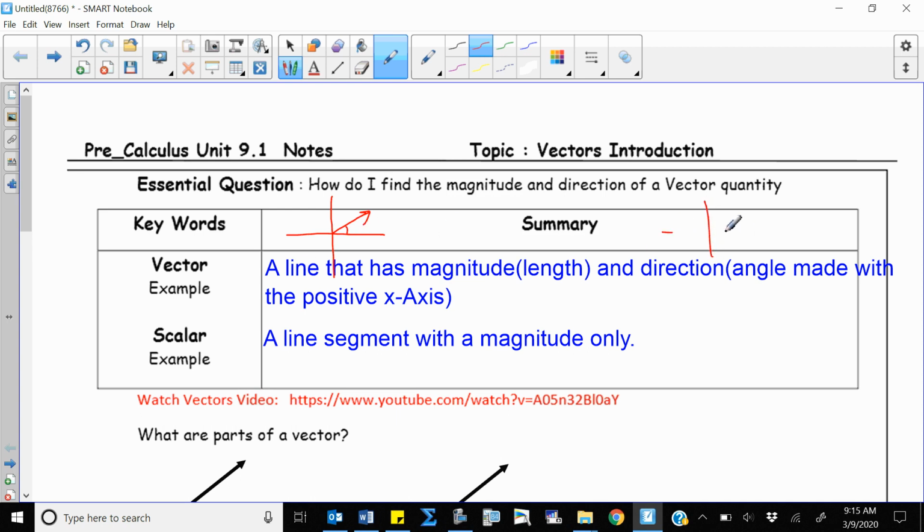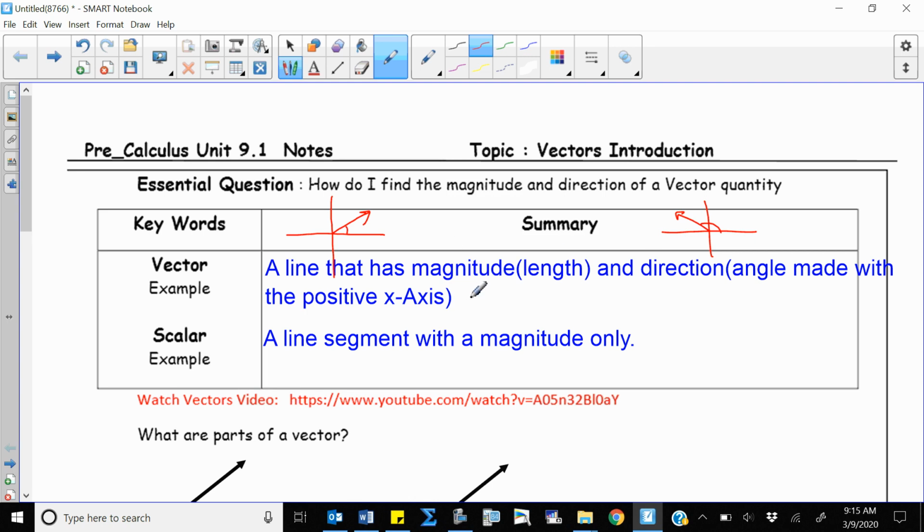I could also have my vector in this way, for example. Again, it has a length, which is magnitude, and a direction. The direction here is the angle which is made with the positive x-axis. So this is the direction, not this little one.